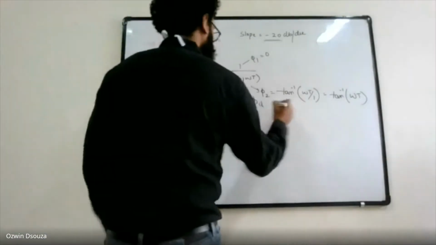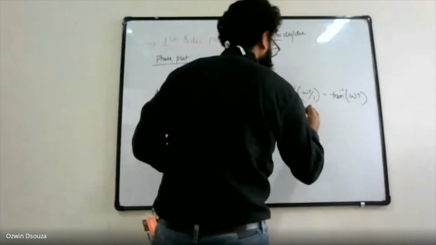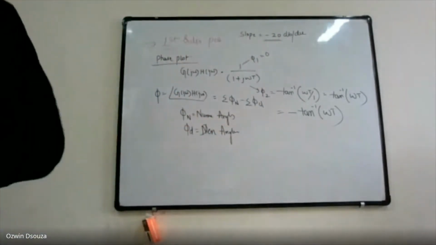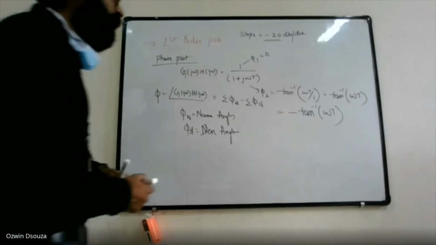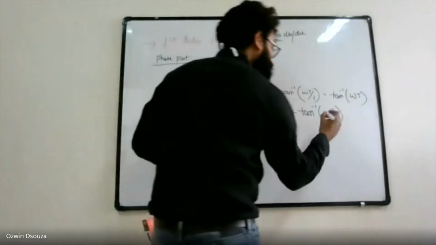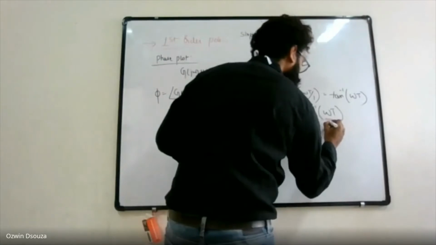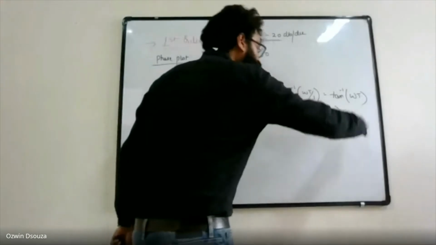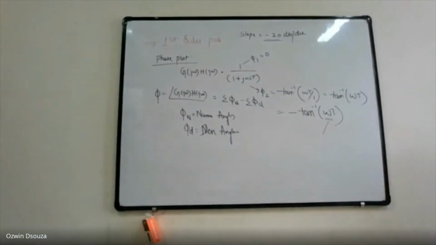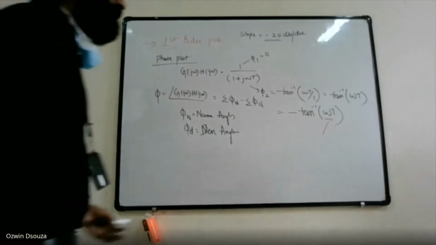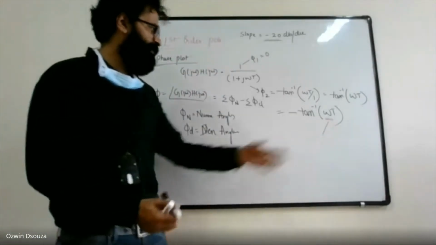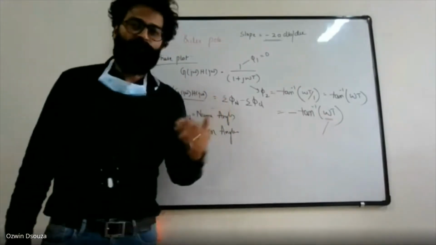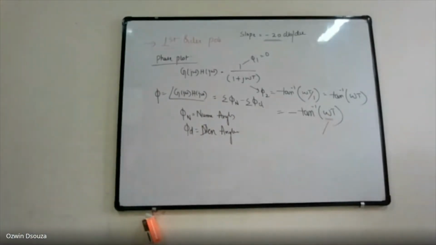So what do we get? The net angle we will get as minus tan inverse of omega t. As you can clearly observe, the angle contributed by the first order pole is frequency dependent. So when you vary omega, the angle varies. You don't have to plot a separate graph for it. You can always say that as we start varying the value of omega, the phi value starts varying. So that is your phase plot.